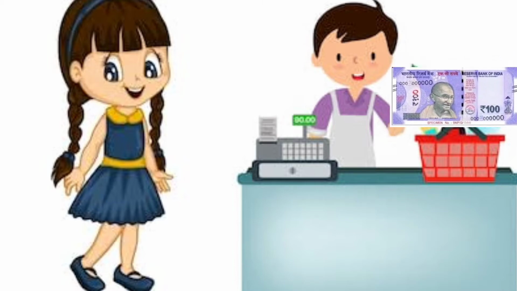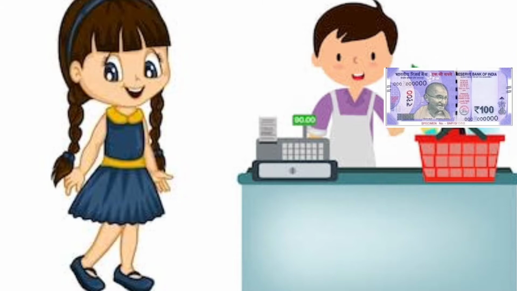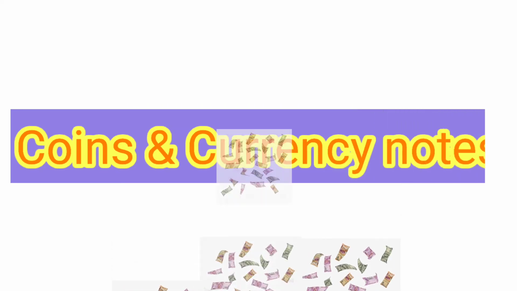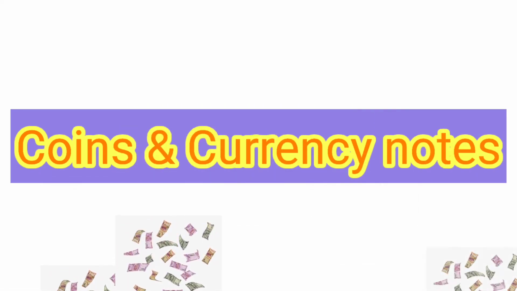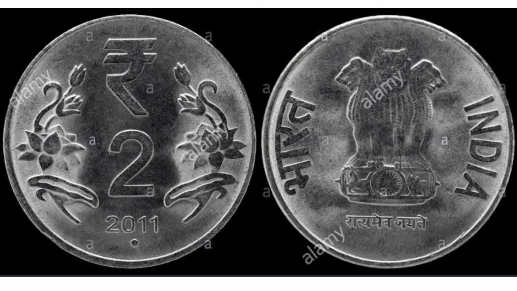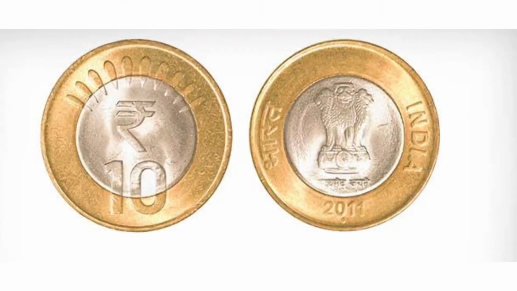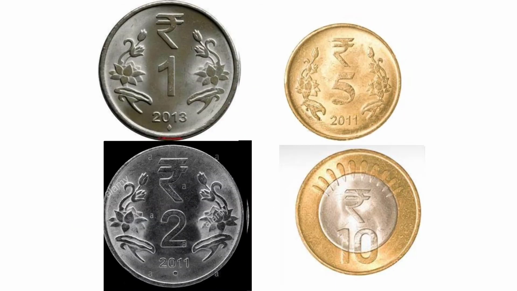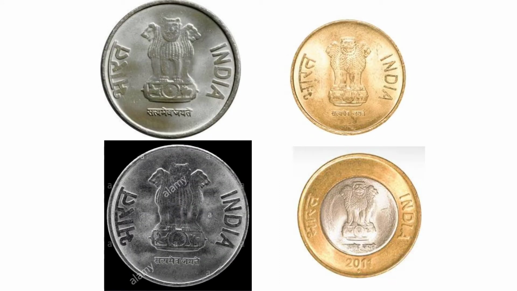So before that, let's have a look at all these coins and currency notes we are using in today's life. Coins: 1 rupee coin, 2 rupees coin, 5 rupees coin and 10 rupees coin. So these are the 4 coins we use in our day-to-day life. Now observe these coins properly and see what kind of symbols you find on them.